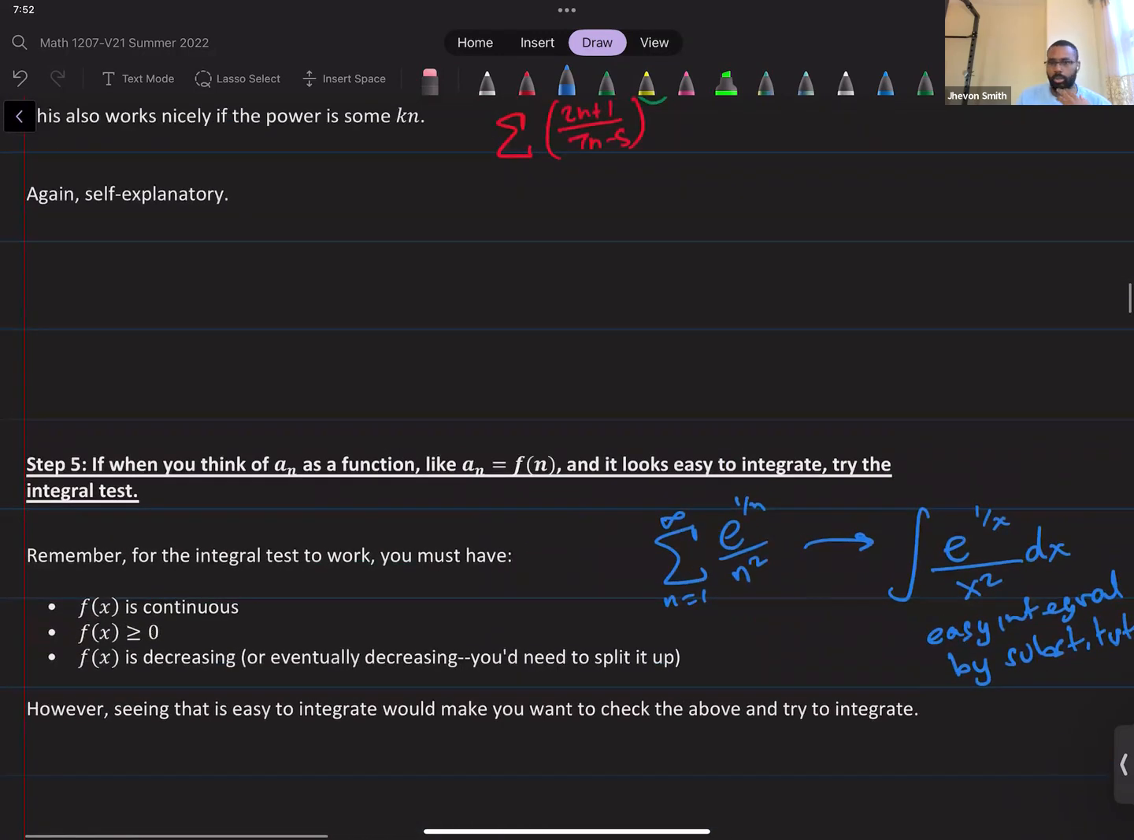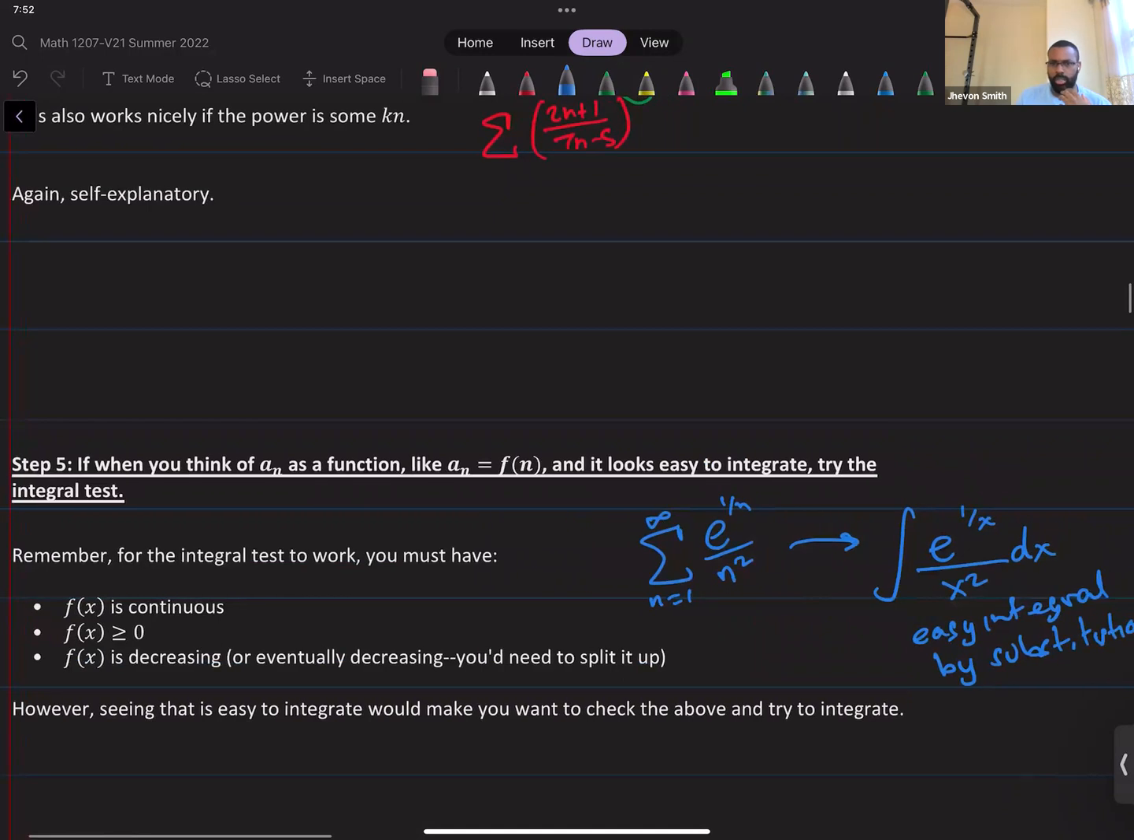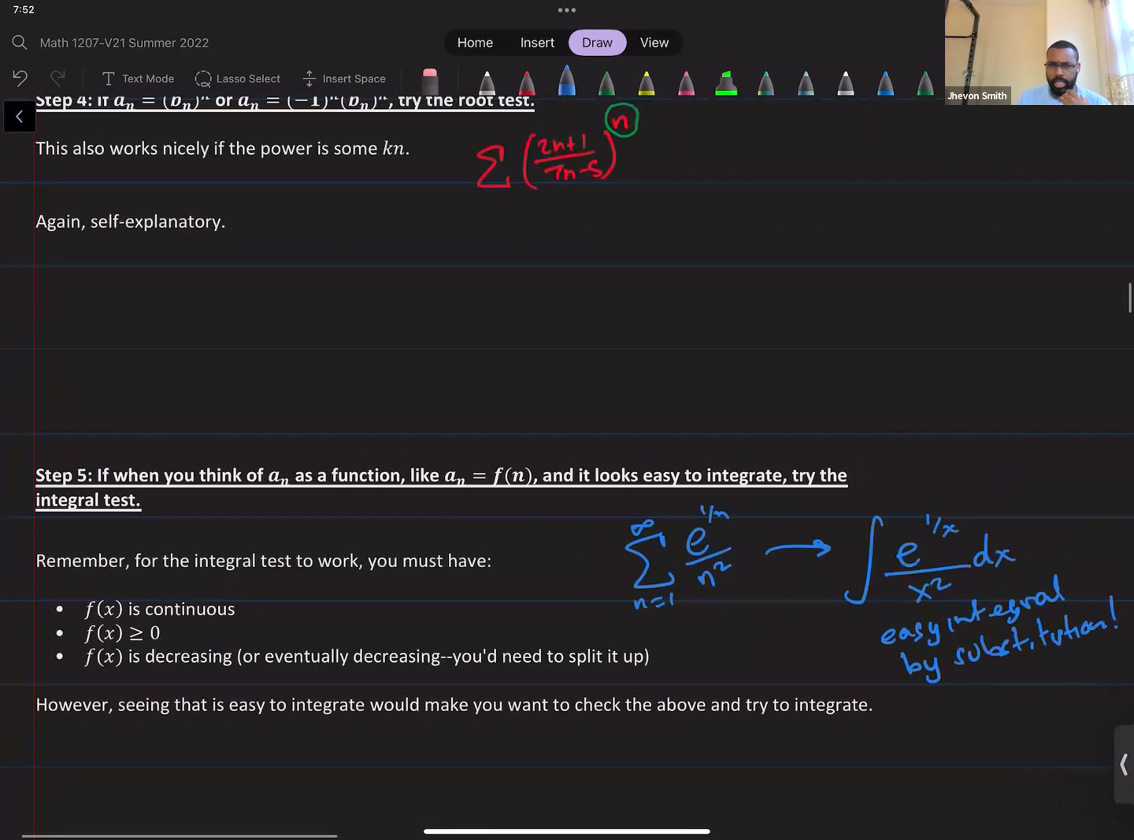So something could look kind of weird, kind of funny. It doesn't really fit a nice form. It's not a geometric series. It's not a P series. It's not a rational thing. It's not like factorials in it. It doesn't have everything to an nth power. But if this was an integral, the problem would be easy. Whenever you have that thought, the integral test is actually a nice test to use.